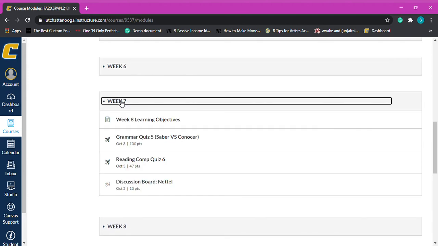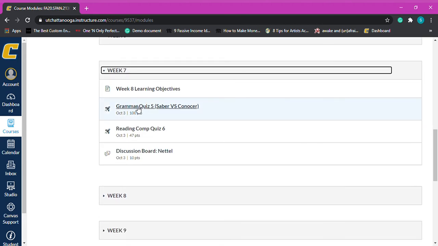In week 7, we have another grammar quiz. We need to be able to distinguish saber versus cocinare. And we have a reading comprehension quiz for the story La Gran Diferencia. And then we have to complete our discussion board and display critical thinking skills.